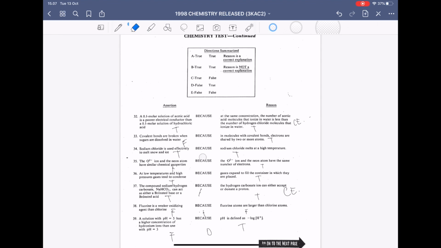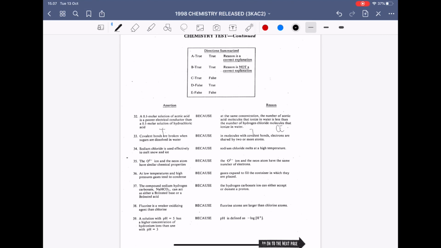Now, I have written the answers here. I'll erase it first. A 0.1 molar solution of acetic acid is a poorer electrical conductor than a 0.1 molar solution of hydrochloric acid. That's true. At the same concentration, the number of acetic acid molecules that ionize in water is less than the number of hydrogen chloride molecules that ionize in water. That's true. And that's because acetic acid is a very weak acid.